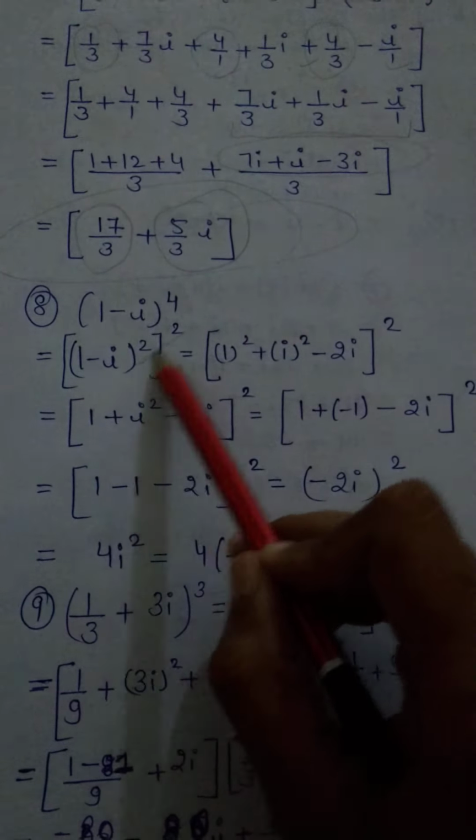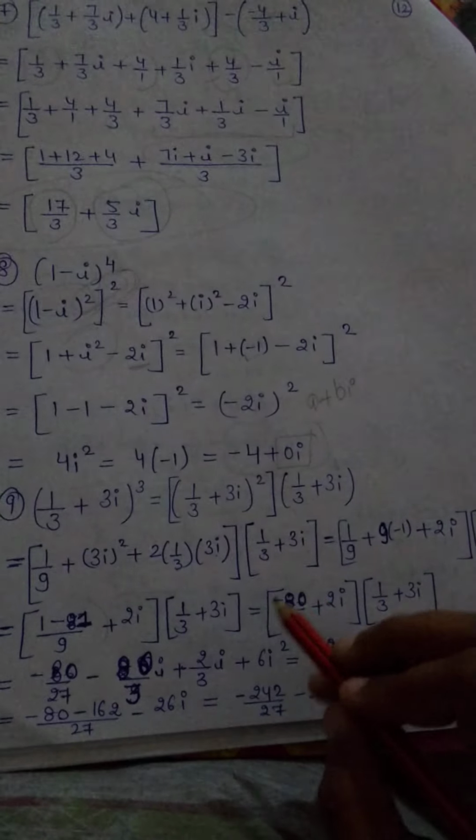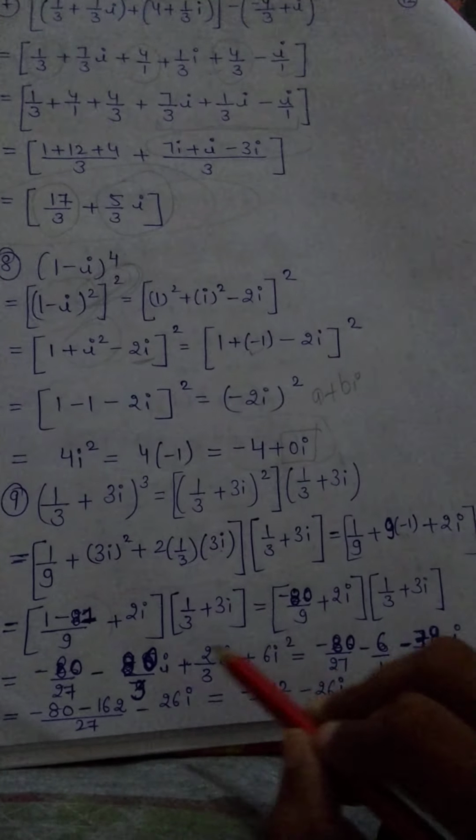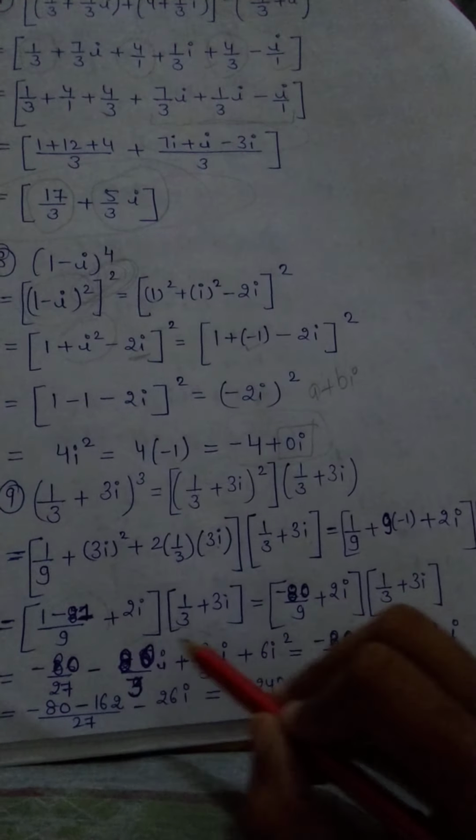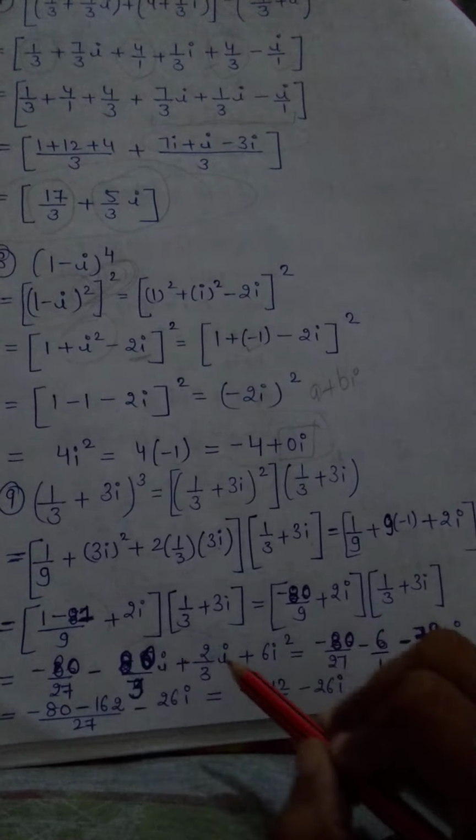Here, when this 2 iota will multiply by this 1 by 3, I'll get 2 by 3 iota plus 6 iota square. And finally the values which we will have will be minus 80 upon 27 minus 6, minus 78 by 3 iota. How is this minus 78 by 3 iota? This will come when I solve these two. These two I will solve by taking LCM. Then I'll get minus 78 by 3 iota.